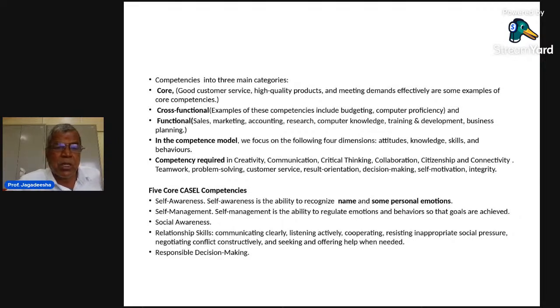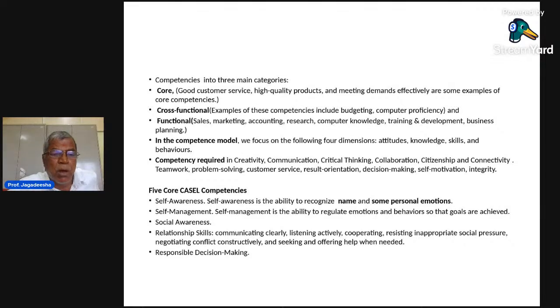Then what are the functional competencies? Competency in functions could be competency in sales, marketing, accounting, research and development, computer knowledge, training and development, business planning, tax planning, and many more. This is all about it. Then in the competency model, the focus will be given on attitude, knowledge, skill, and behavior. The model of competency will have, number one, as I told you, attitude, second, knowledge, and the skill. If you put them together, it is called KSA. K stands for knowledge, S stands for skill, A means attitude. Put together, that will definitely bring radical changes in the behavior of the employee. This is another important point to remember.